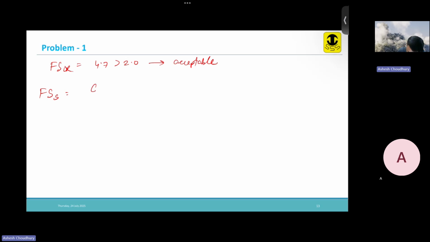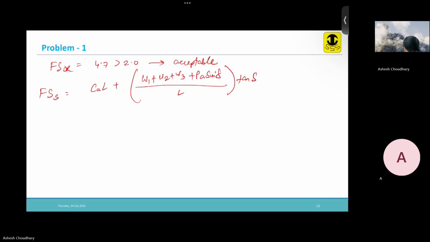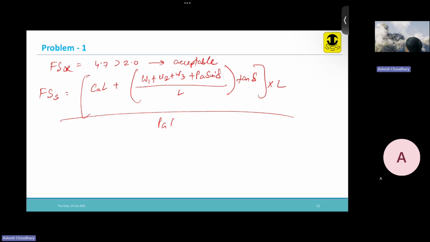For sliding at the base, you will do almost the same thing. Ca into L plus W1 plus W2 plus W3 plus PA sin delta, all the vertical loads, times tan of the friction angle, divided by PA cos delta. Ca is the adhesion between the geosynthetic and the foundation. So it will be 16 into 2 plus 216 plus 70.2.